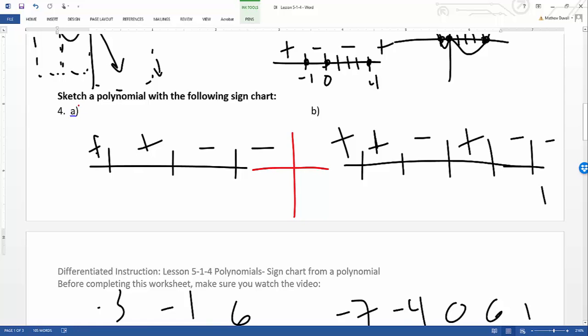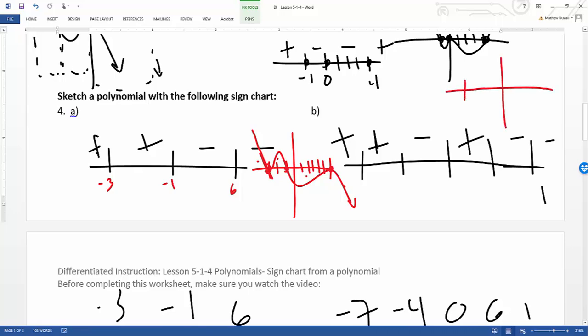I need to back this up. This is supposed to be negative 3, negative 1, and 6. So that means negative 3, negative 1, positive 6. So positive, positive, negative, negative.